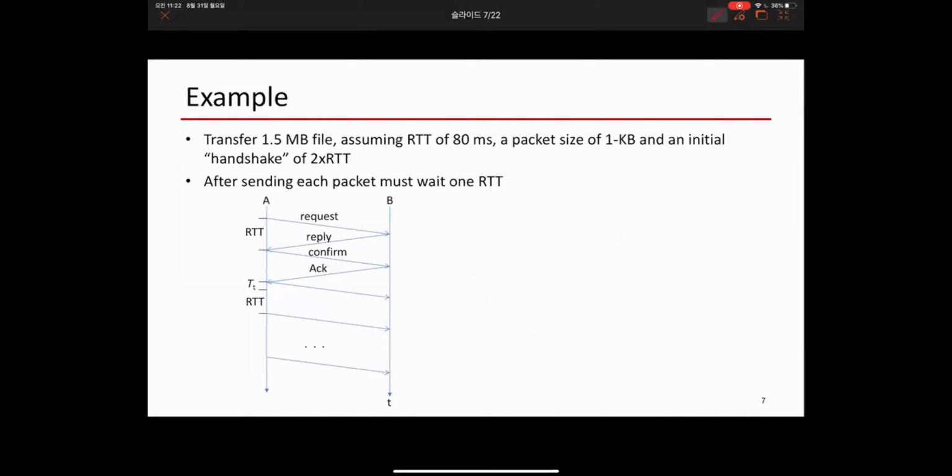Okay, then let's practice this. Transfer a 1.5 megabyte file, assuming an RTT of 80 milliseconds and a packet size of 1 kilobyte. The initial handshake is 2 times RTT. In this case, after sending each packet, I must wait 1 RTT. How long does it take? Think about it for 2 minutes.